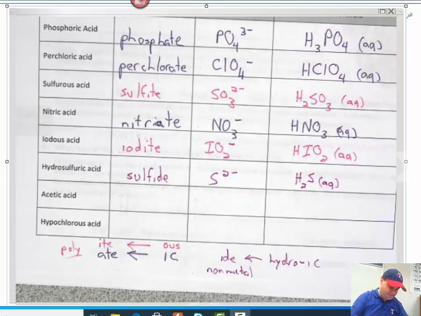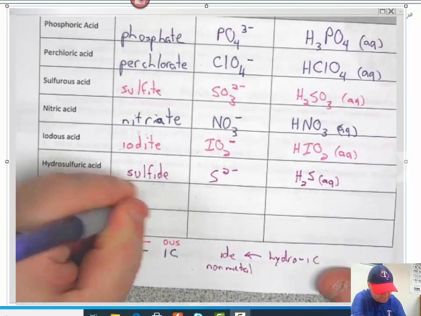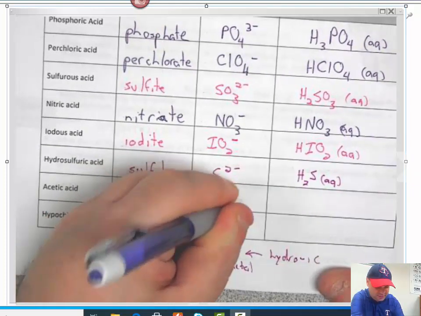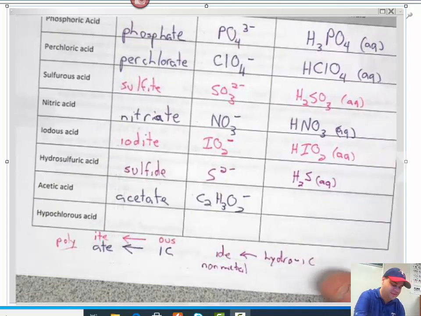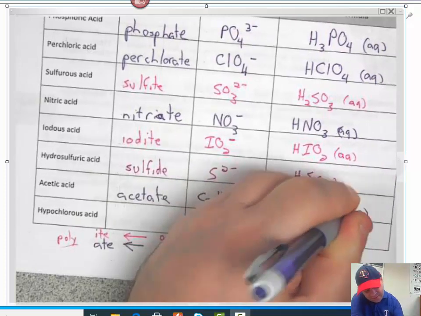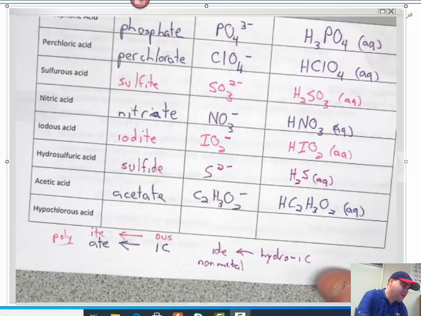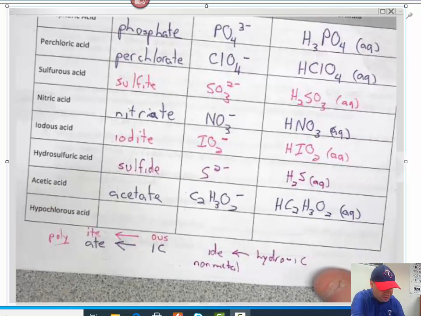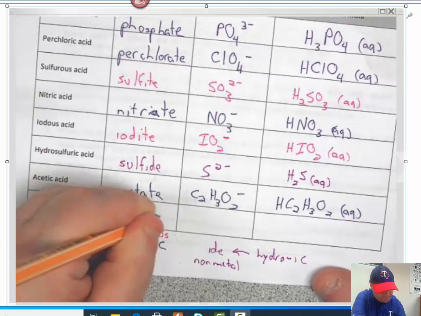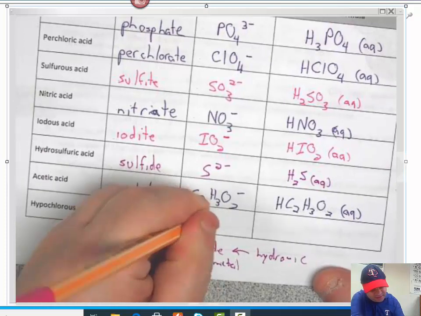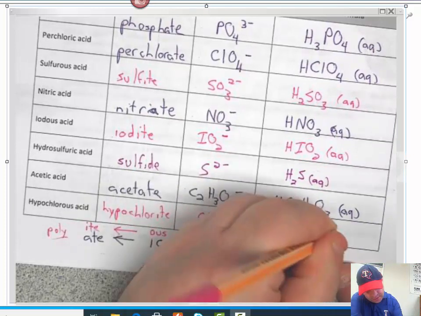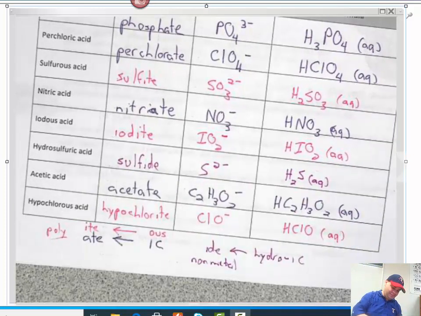Acetic acid comes from one of my favorite polyatomic ions, which was acetate. Remember, acetate is C2H3O2-. So this is going to be HC2H3O2 aqueous. Hypochlorous acid. Hypochlorite, because ous came from ite. Hypochlorite is ClO-. So this would be HClO aqueous. Okay.